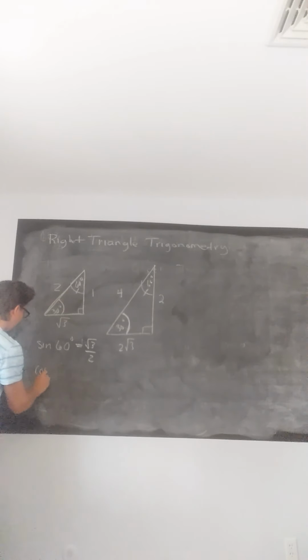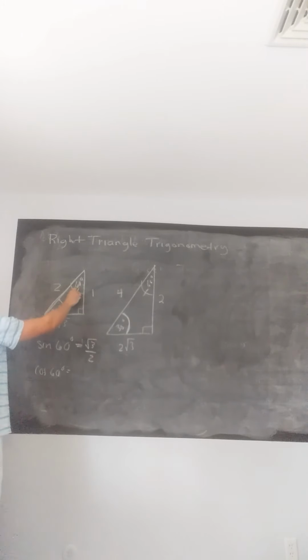How about cosine of 60 degrees? Well, cosine of 60 degrees, that's going to be the adjacent over the hypotenuse, right? Adjacent, so here's the adjacent side over the hypotenuse, which is 1/2.